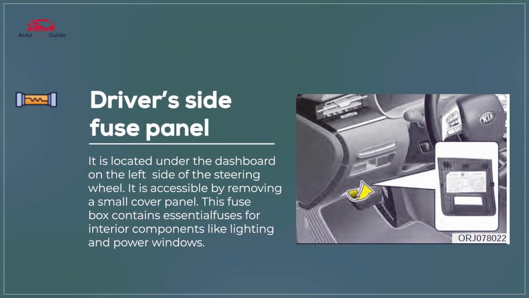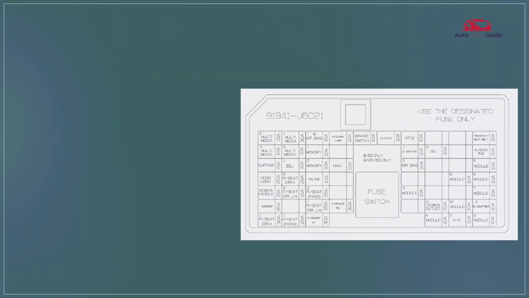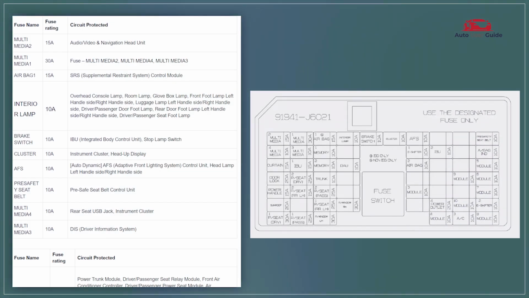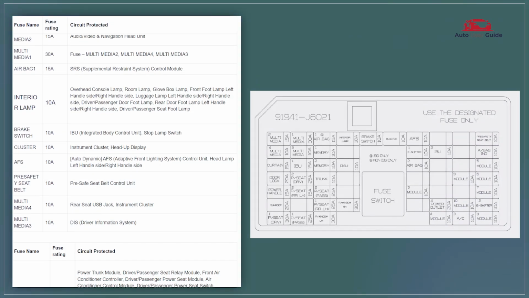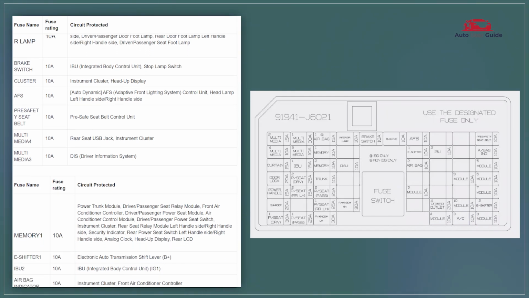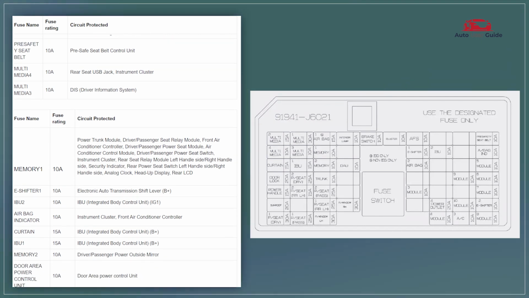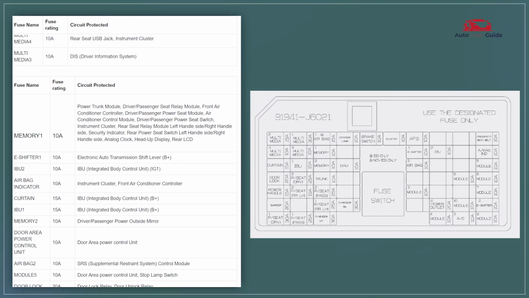Driver's side fuse panel. The driver's side fuse panel in the 2020 Kia K900 manages key interior systems, including the power windows, dashboard lights, and audio system. It is compact and well-organized for easy identification of fuses. The panel also includes a fuse puller tool for quick replacement of blown fuses.